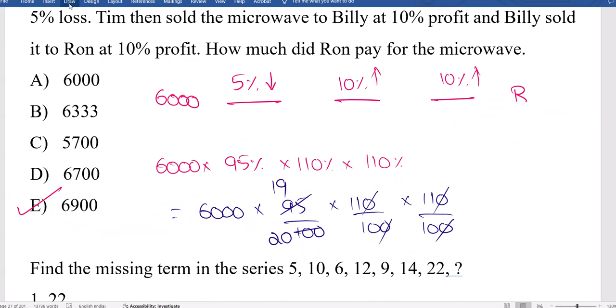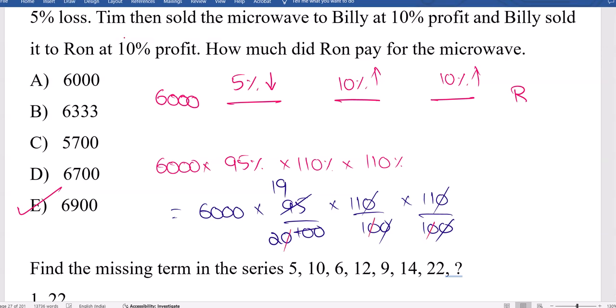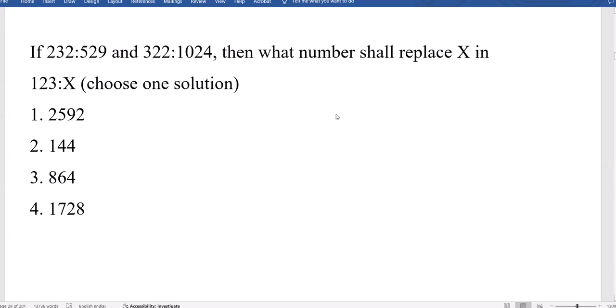So let's see. This 0, this 0, this 0, all three are out. It's nothing but 57 into 121, or 11 into 11. You will get 6897. Among options, the closest is the option. So what's the answer for this question?